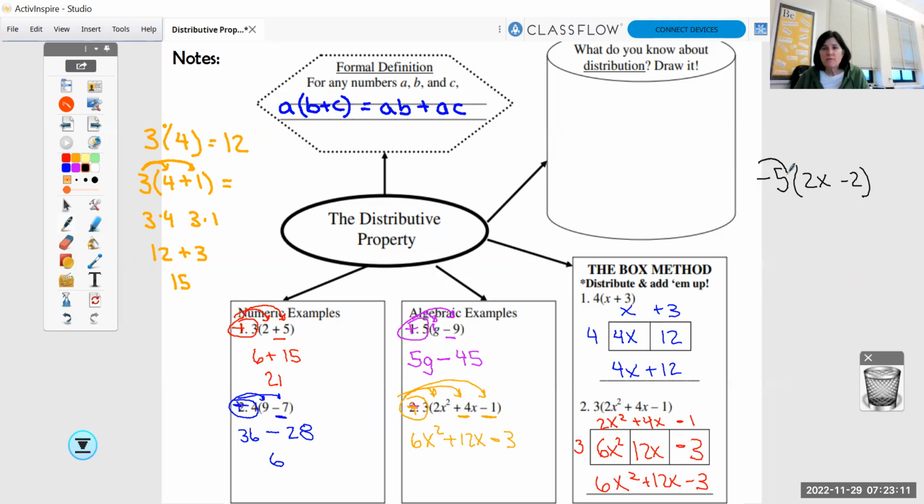All right, so I have a negative 5 on the outside. It doesn't change what I'm doing. It's just the sign is different. So negative 5 times 2 is negative 10X. And negative 5 times negative 2 is a positive 10. So I write plus 10. So doing that is no different.